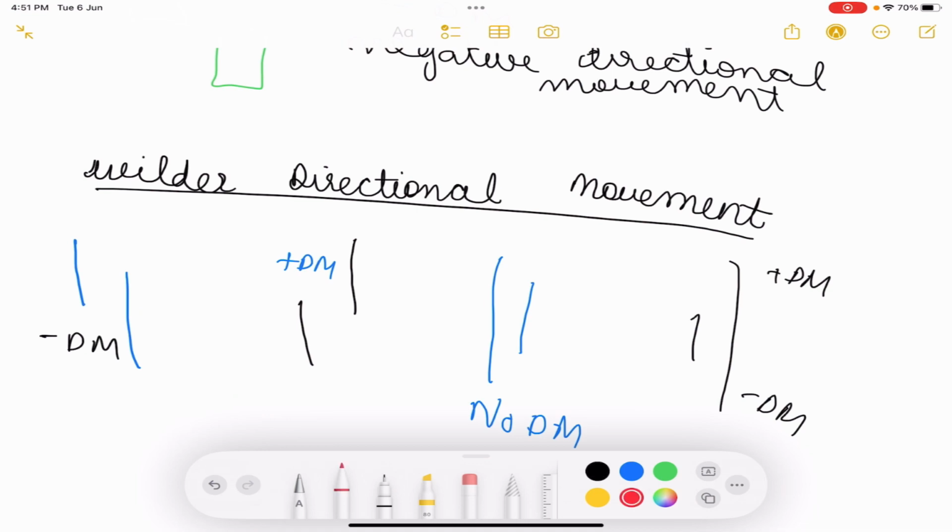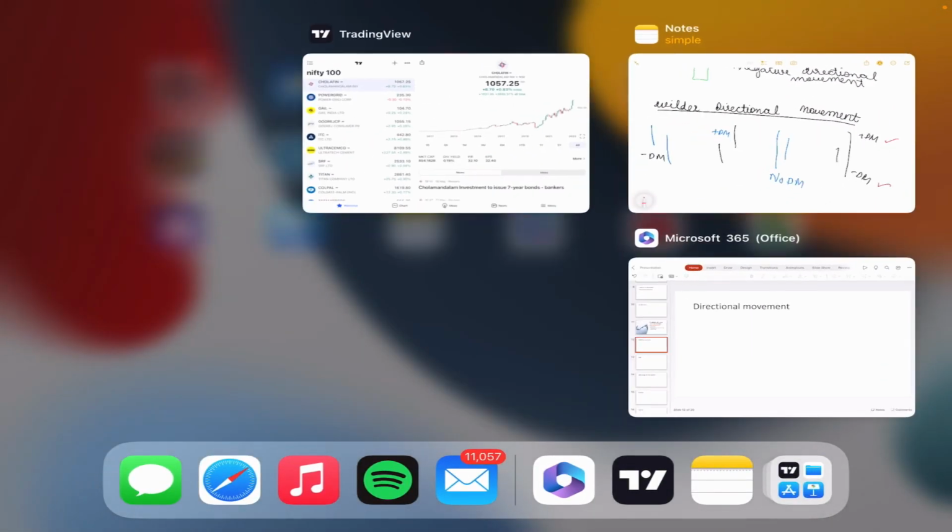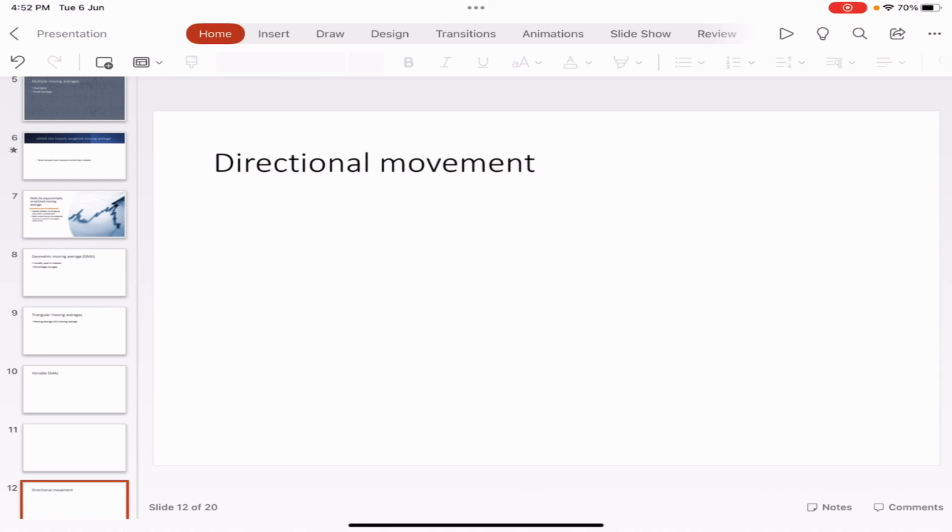Now which one will I consider? Whichever is more. If the plus DM is more, you will consider that. If the minus DM is more, you will consider that. So if the high move is larger, you will consider the high. If the low move is larger, you will consider the low. I hope you understood this. This was very, very basic. Take a moment to note it down and then we will discuss. Alright. So that's Wilder's directional movement. I have explained the flow chart as well and how you calculate the DM, which is my directional movement.